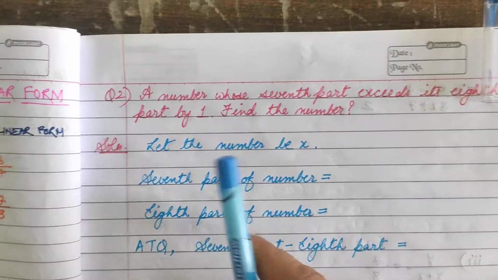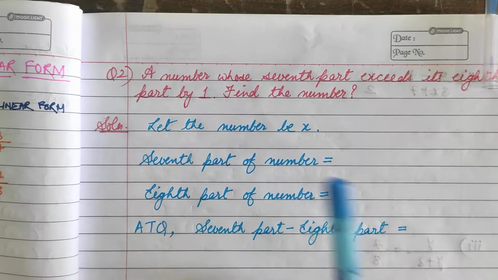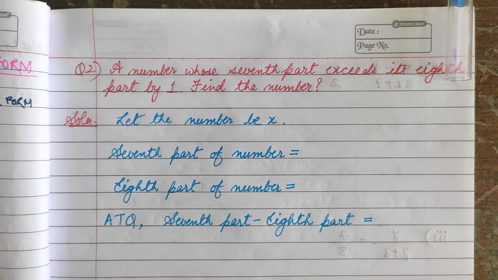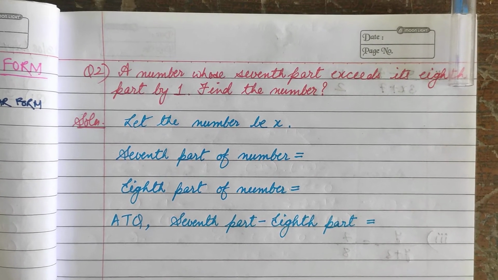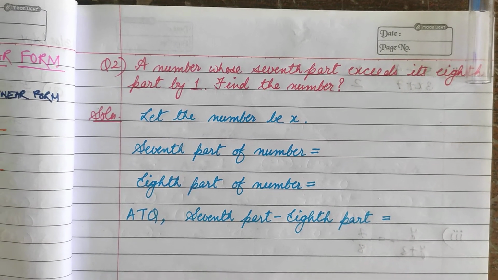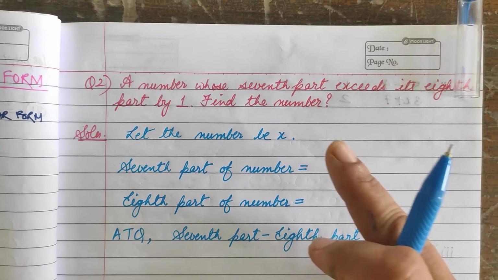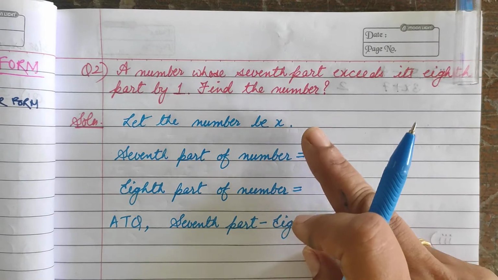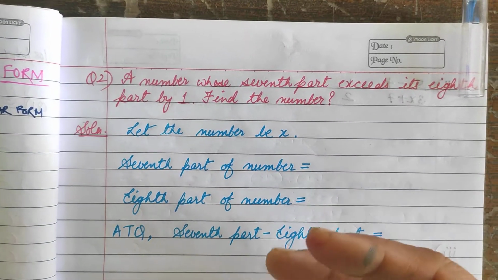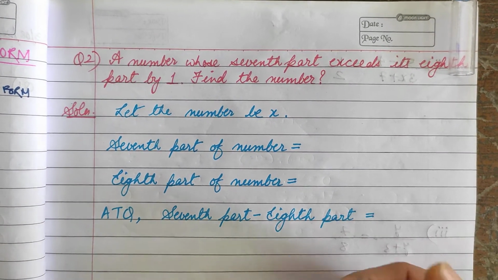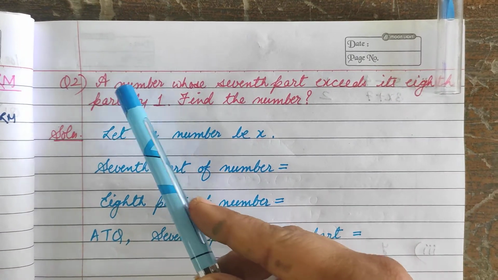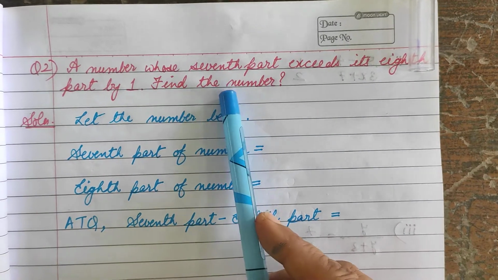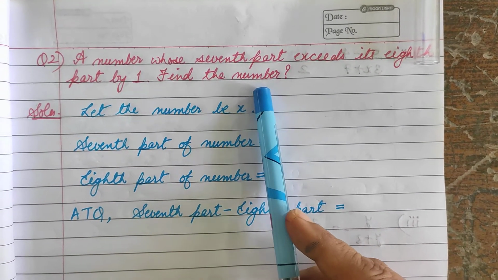Now one word problem is also given. Now some steps we have to remember while solving a word problem. We should read the word problem 2-3 times, until we understand the language. Next, whatever unknown quantity is given should be represented by a variable, and then step by step we will move and solve it. So the question is: a number whose 7th part exceeds its 8th part by 1, find the number.